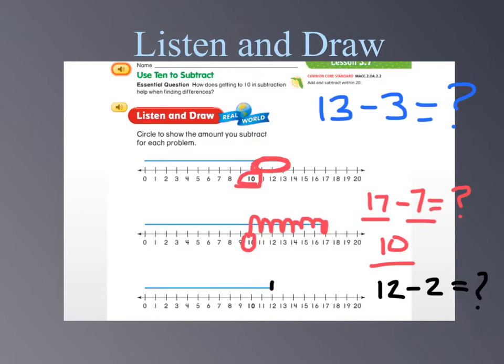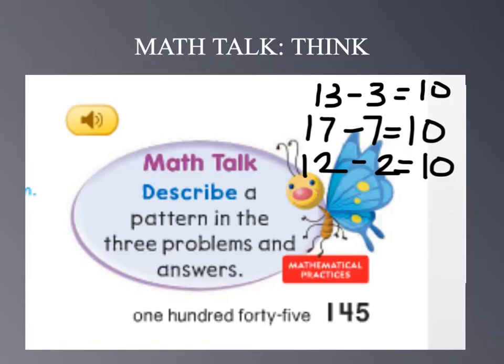So he starts at 12 crayons, and he gives 2 to Cassie: 1, 2. That gives us 10. So we have 10 crayons left, or 12 minus 2 equals 10. Here are the problems from the listen and draw that we just did. We have 13 minus 3 equals 10, 17 minus 7 equals 10, and 12 minus 2 equals 10.